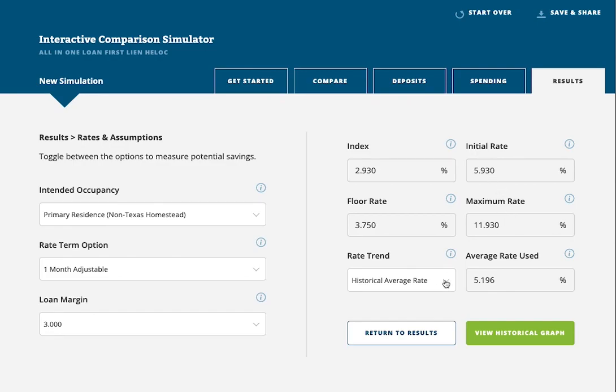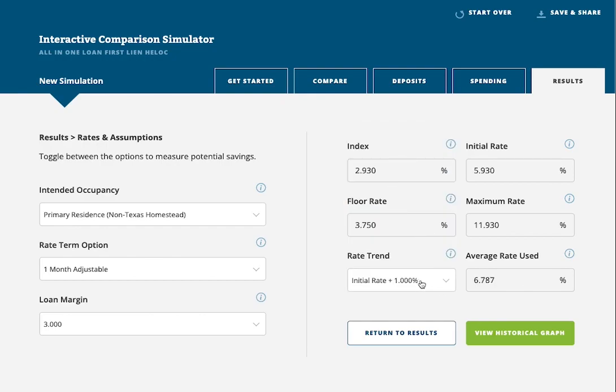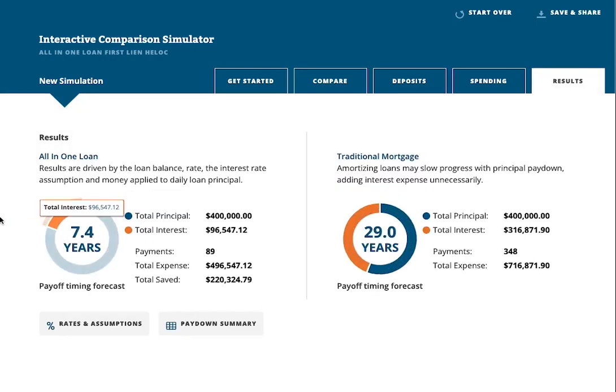And now we can say, well, how conservative do we want to be in these estimates? Historical average rate, 5.196. We're above that right now in our country. So I wouldn't feel good about keeping that there. I would say let's actually go up to something more realistic. So initial rate plus 1%, 6.787. Let's see what happens if we compare this to that.